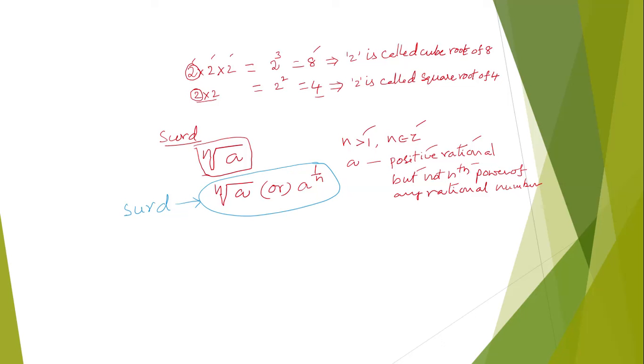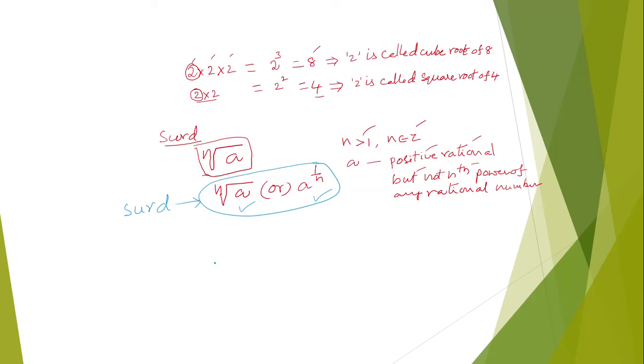You may keep in mind what is a surd, where n is greater than 1 and a positive integer, and a is a positive rational number but not the nth power of any rational number, which is in the form of nth root of a, or a to the power of 1 by n. Then that form is called a surd.